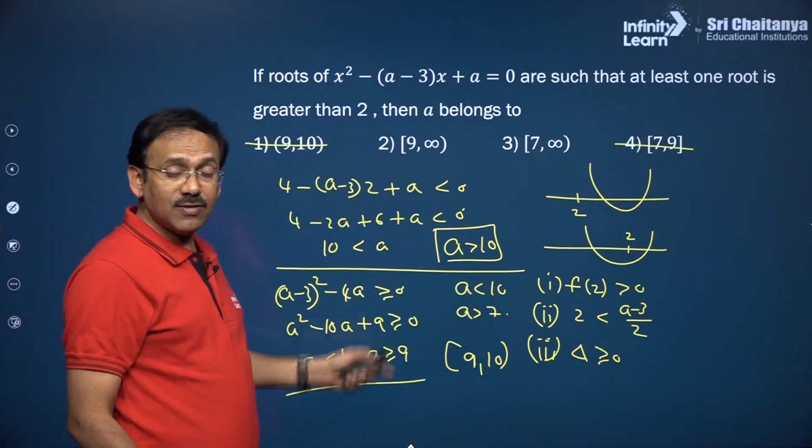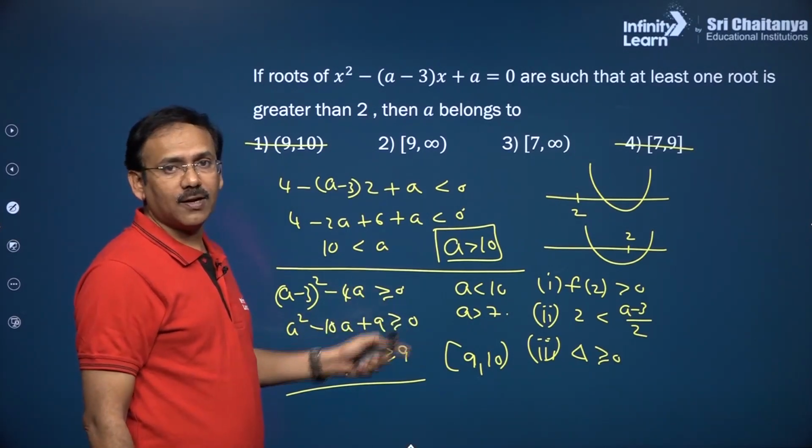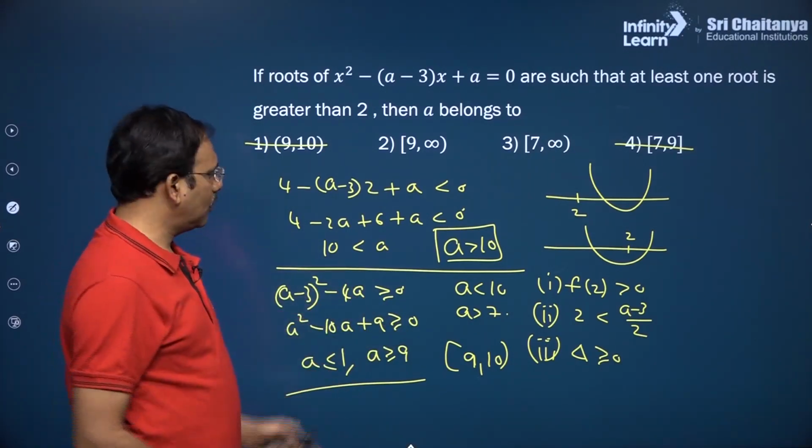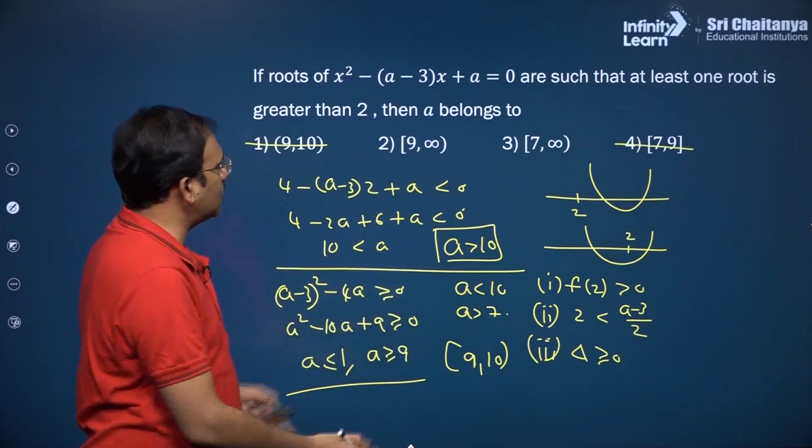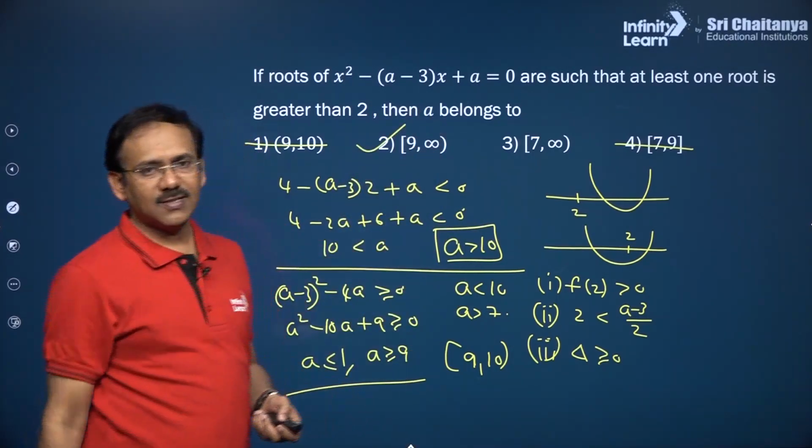That means when a value is taken from closed 9 to open 10, both the roots will be more than 2. If you take more than 10, one root is more than 2. So, combine these two, closed 9 to infinity is the answer.